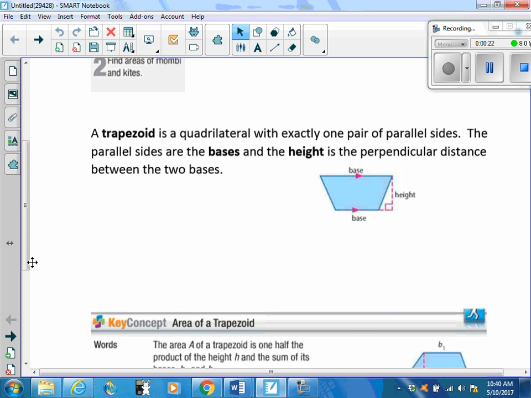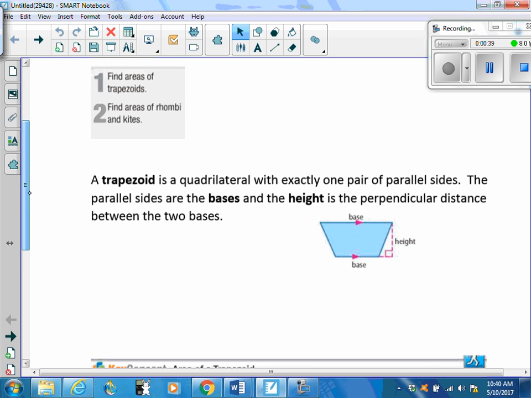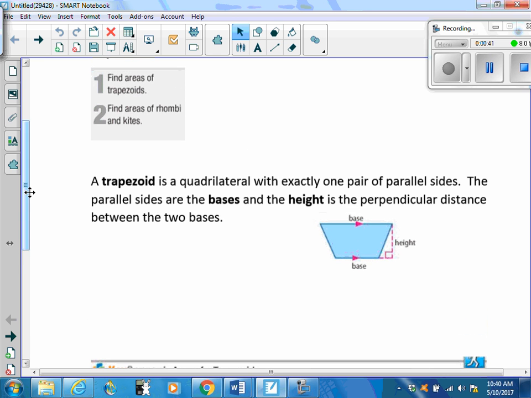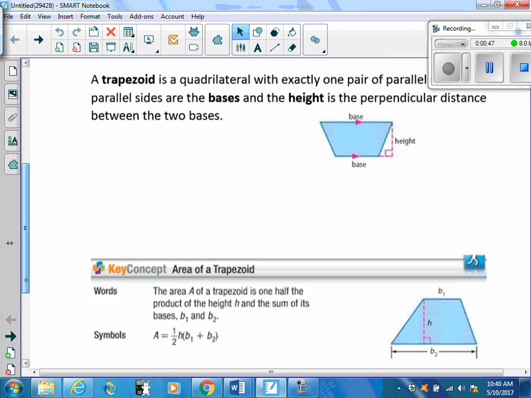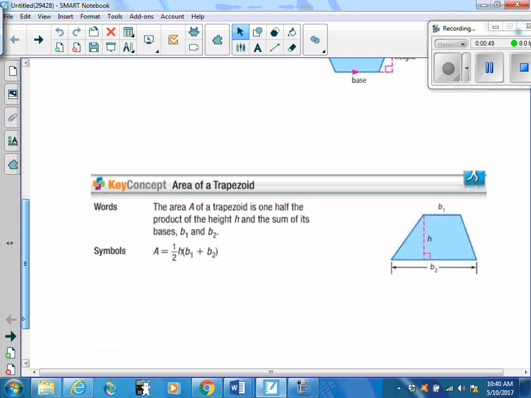And those parallel sides are the bases. So the non-parallel sides can never be the base. They have to be the parallel ones. The height is always the perpendicular distance between those two bases. And you can see that we have a picture in the lower right corner with our two parallel bases and our height. So we can mark the height inside or we can mark the height outside.